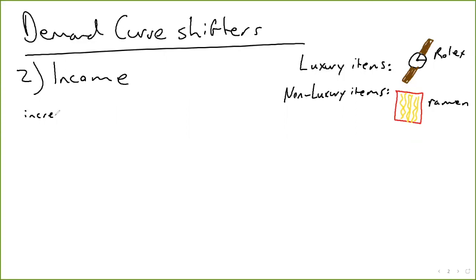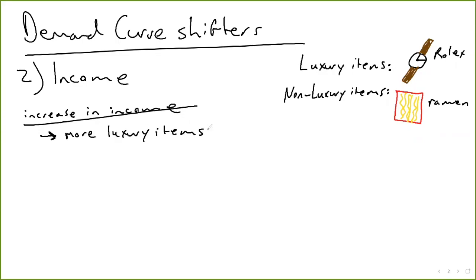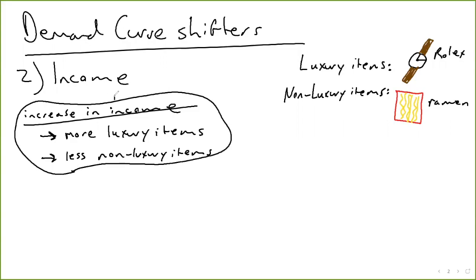So think about how an increase in income would affect your own purchasing behavior with respect to these items. Because it's going to be different for each one, right? So for luxury items, you're probably going to buy more of them as income increases. And the non-luxury items, you're going to buy less of. So this is our intuition.